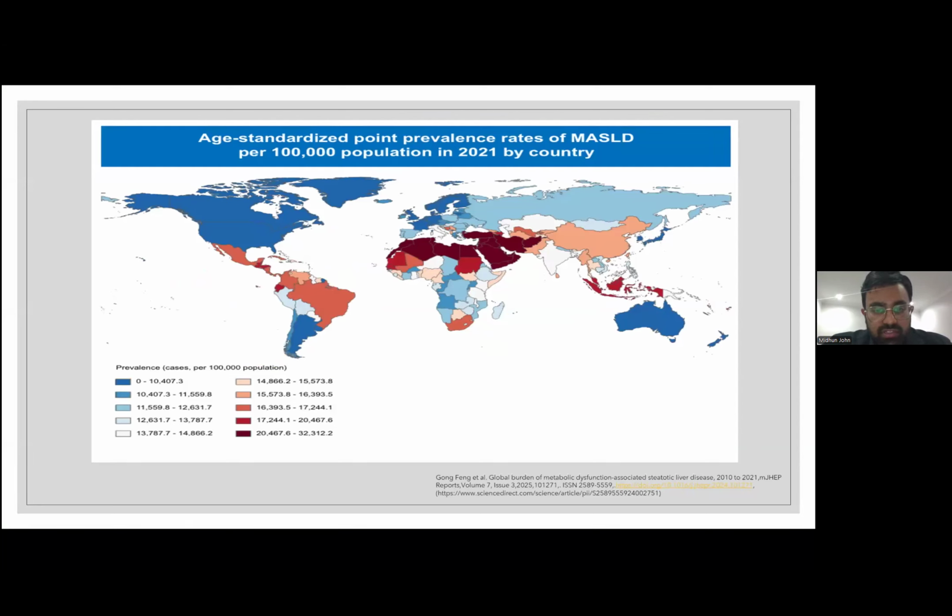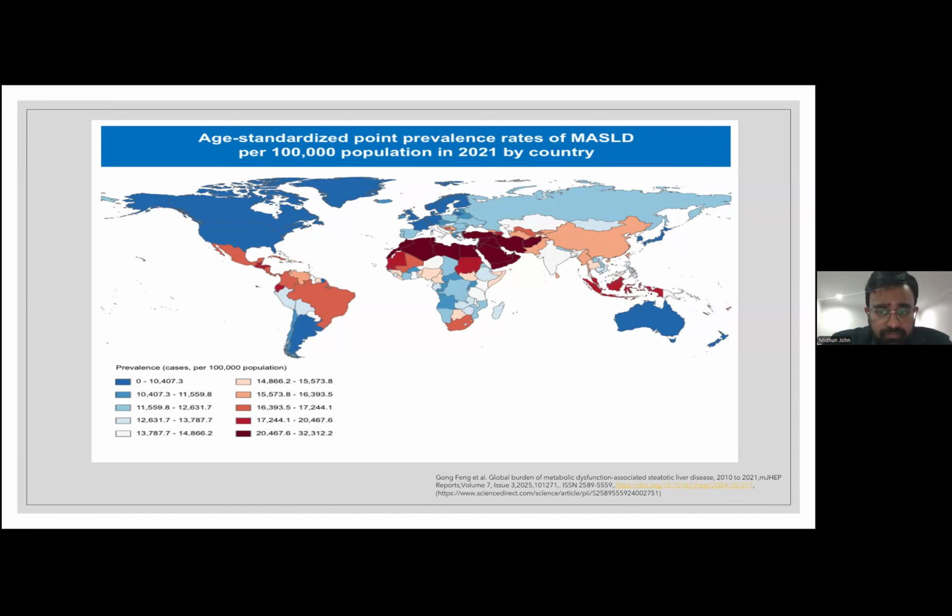This image is essentially taken from a study that looked at the prevalence from 2010 to 2021, and they schematically put it as age standardized point prevalence per 100,000. And you can see South Africa, pointers aren't working. South Africa, right at the bottom there, sitting between the 16,000 to 17,000 per 100,000 population of prevalence, which is a bit concerning.